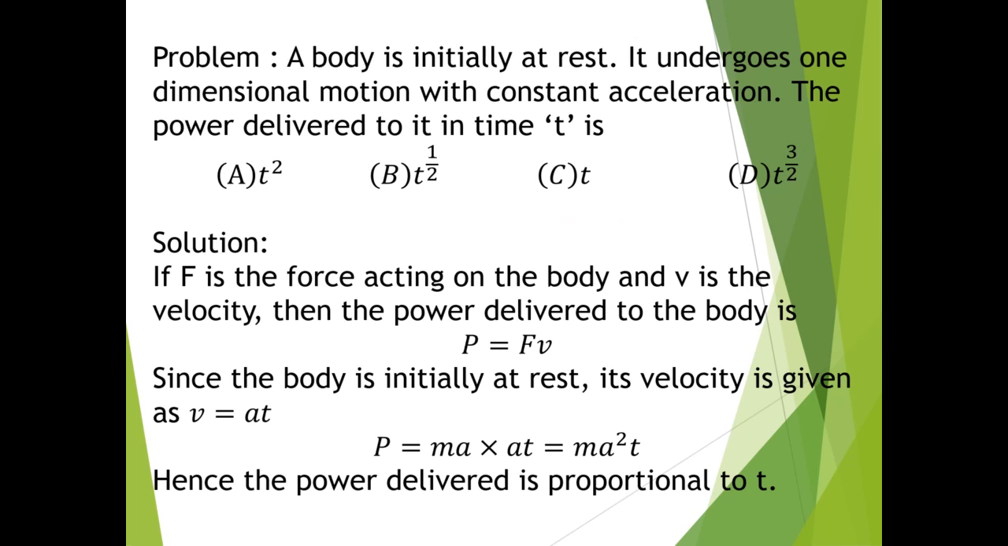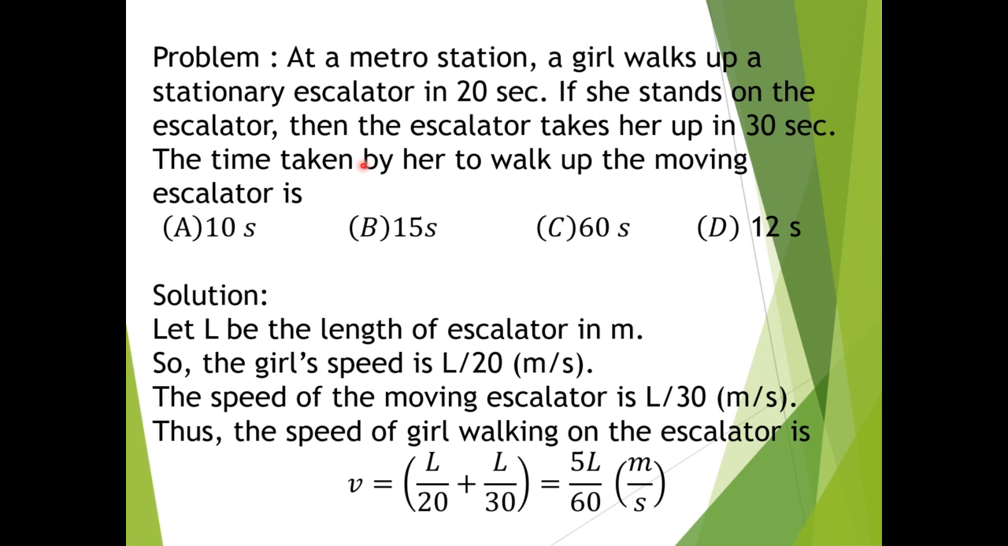Let us look at the next problem. At a metro station, a girl walks up a stationary escalator in 20 seconds. If she stands on the escalator, then the escalator takes her up in 30 seconds. Now we need to find out the time taken by her to walk up the moving escalator, and there are different options. So let's try to do this problem.